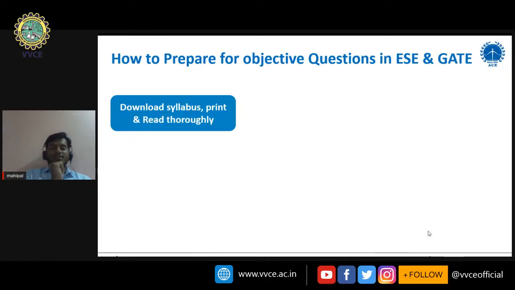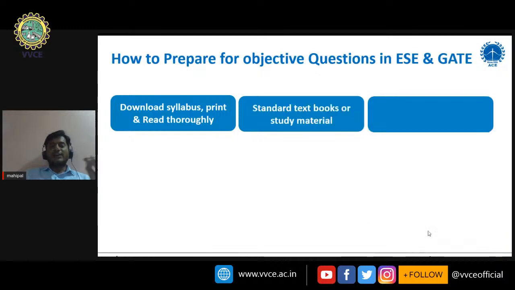The first one is, it will tell you what to study, and the second thing, it will also tell you what not to study. From any competitive examination point of view, knowing these two things is very, very important. So that's the reason: download the syllabus. That's the first thing that you're supposed to do.